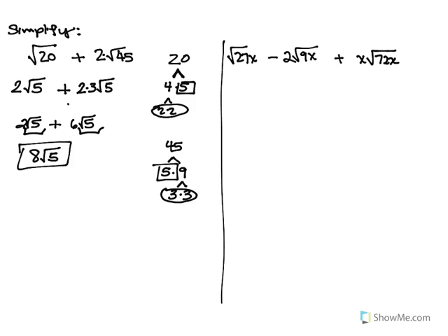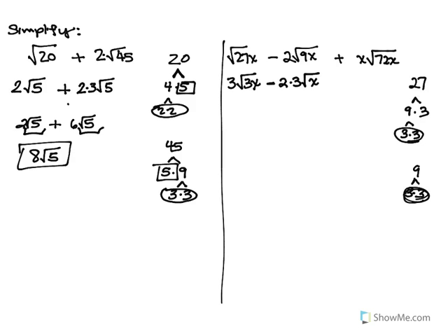All right. Then on this one, we have the square root of 27x minus 2 times the square root of 9x plus x square root of 72x. So we need to break each radical down separately. So 27 would be a 3 square root of 3x, minus. 9 is a perfect square, so there's nothing left in the radical except the x, because the pair of 3's leaves nobody left, plus x.